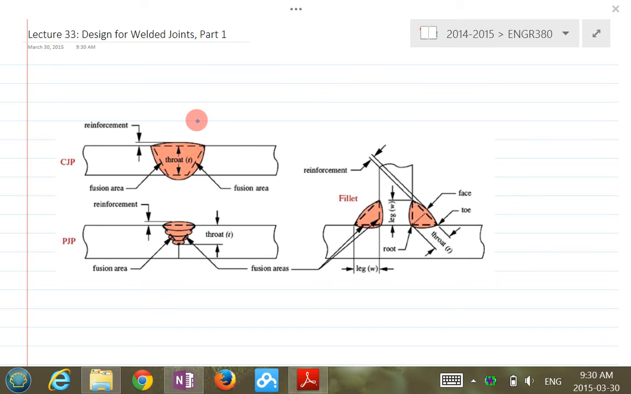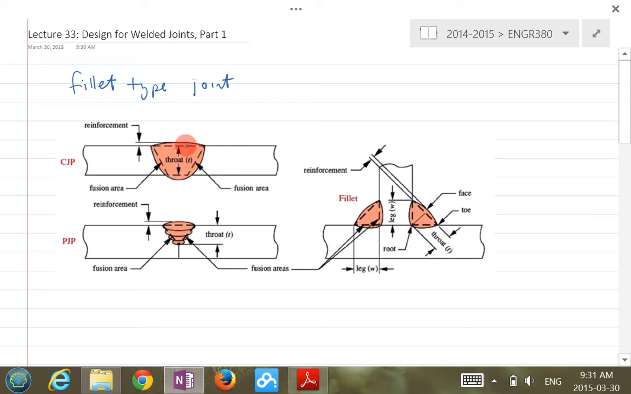First of all, the focus for the welded joint in our case will be on the fillet type of joint. But let's look at a couple of terminologies again related to the design. For example, this is a butt type of joint weld, and this is a fillet weld here. CJP represents complete joint penetration, and PJP represents partial joint penetration.